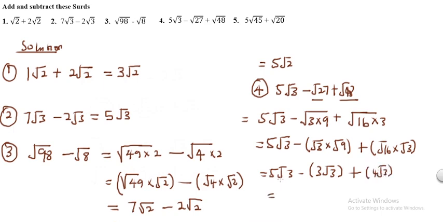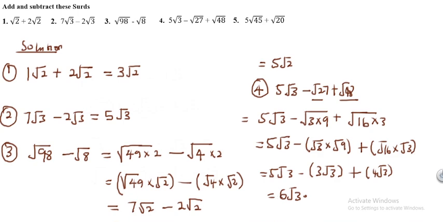We have 5 root 3 minus 3 root 3 plus 4 root 3. It ultimately is 5 minus 3, which is 2, plus 4, which is 6. So this is 6 root 3. So that's it for number 4. Let's jump into number 5 and finish the analysis.